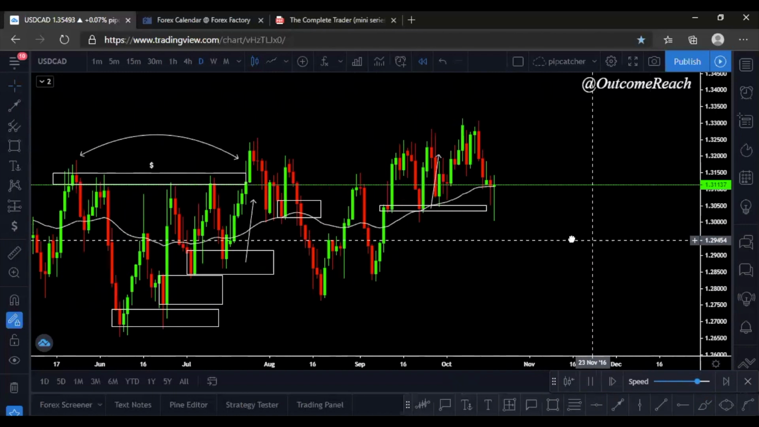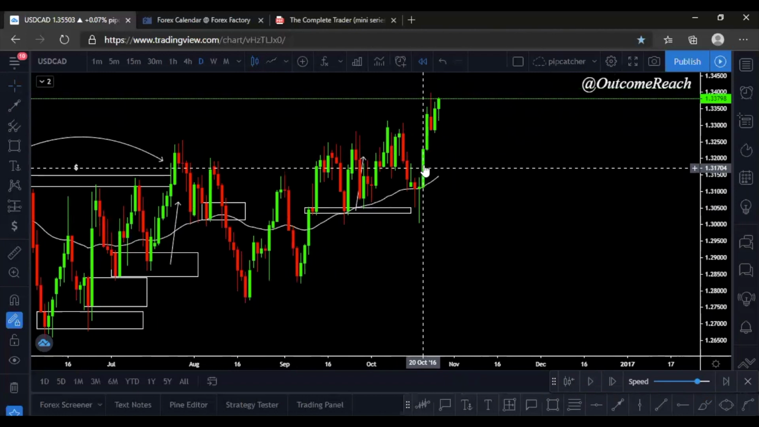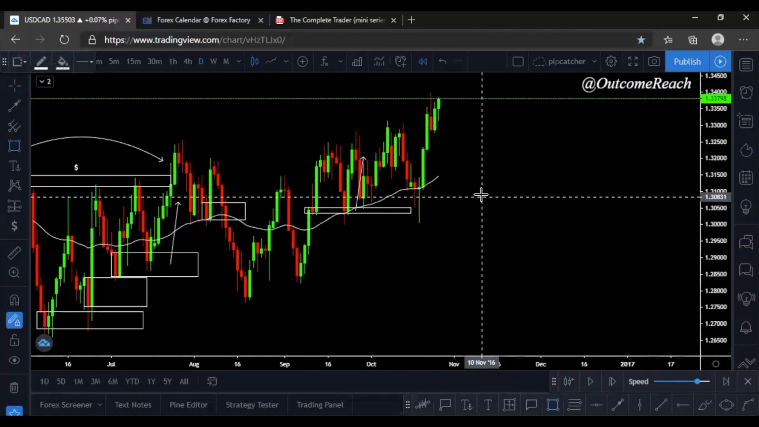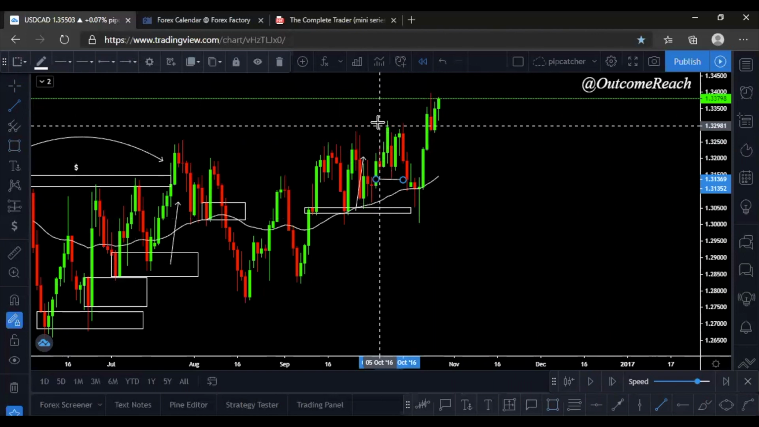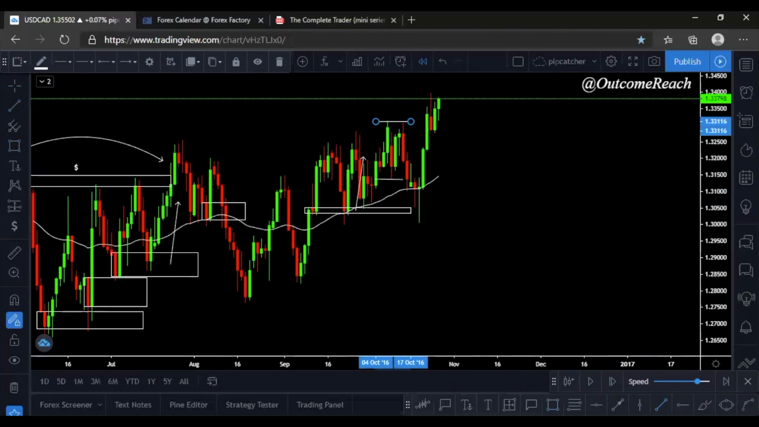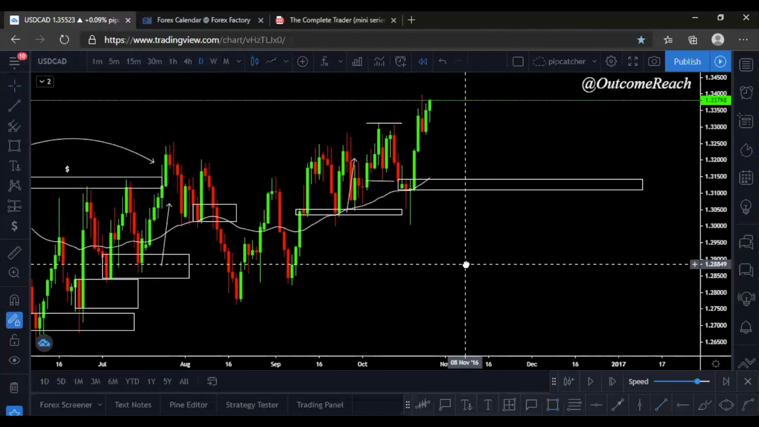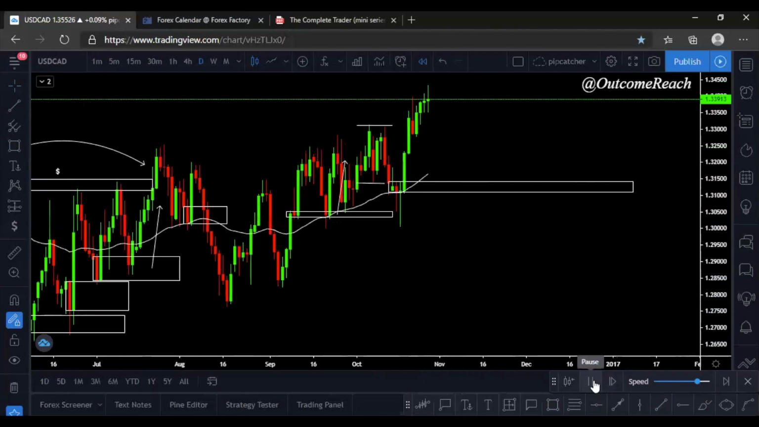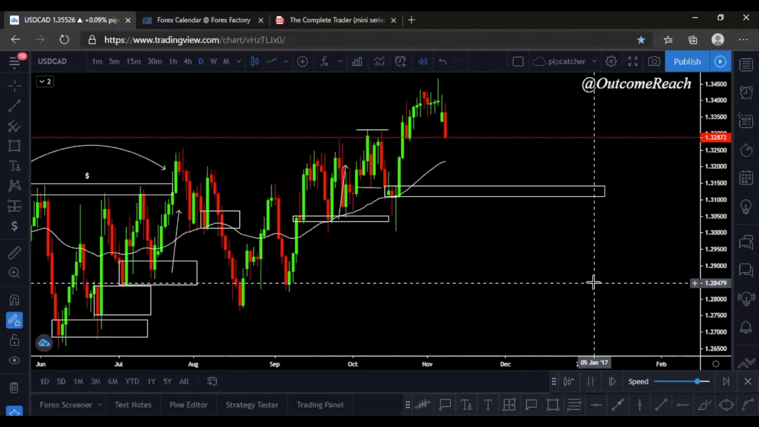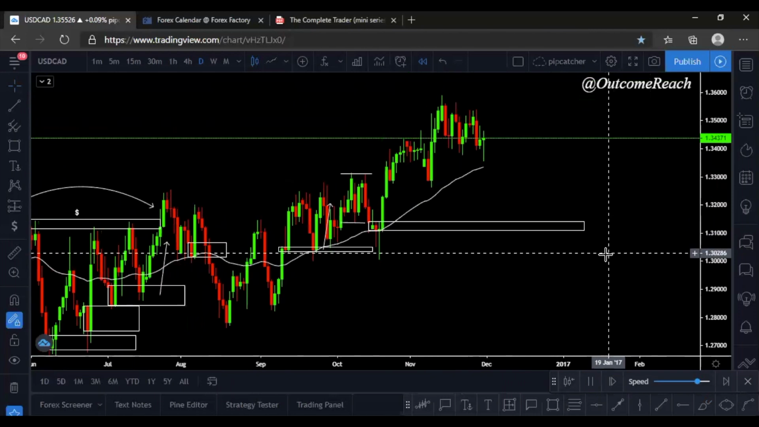Let's speed it up a little bit. Wow, big impulse, huge impulse actually. So we have inefficiency in this area. So say last down candle before the impulsive move up, there actually was liquidity captured right here and right here. So last down candle before impulsive move up would be right there. Now, like always, we shall wait for price to do its thing, tell us its story, you know how it goes.